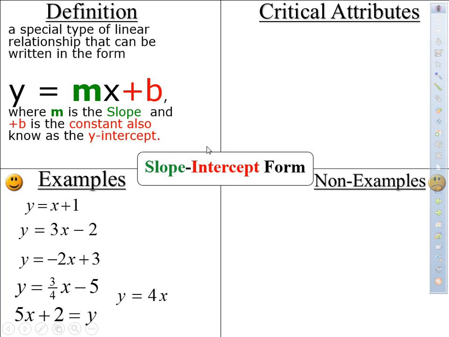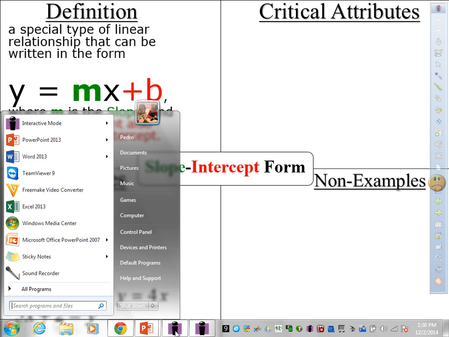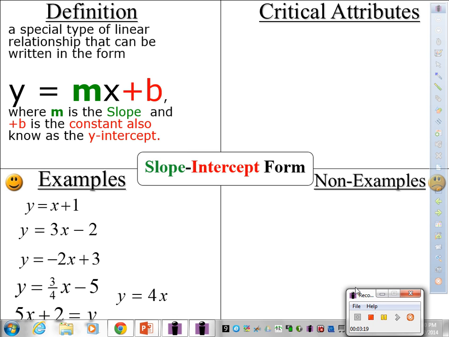Tell your neighbor the slope-intercept form. Very good. Because earlier somebody turned and they're like, I don't know. Be nice. All right. Are we there so far?